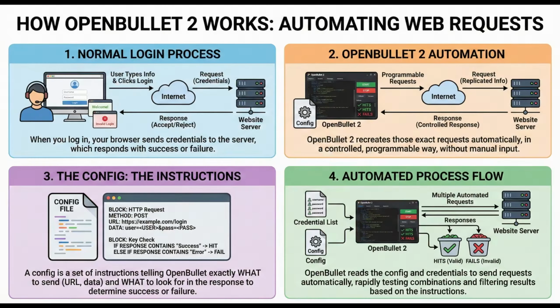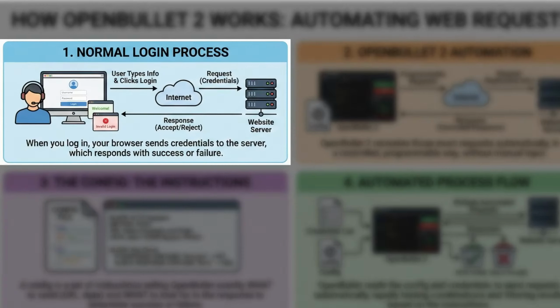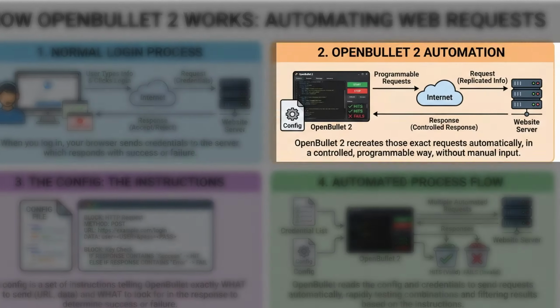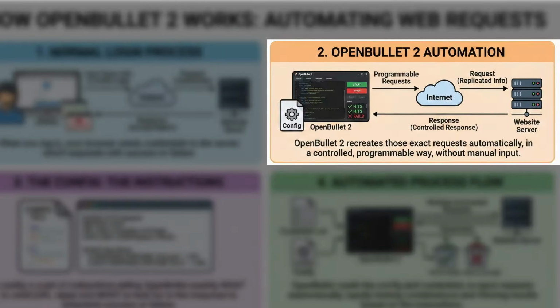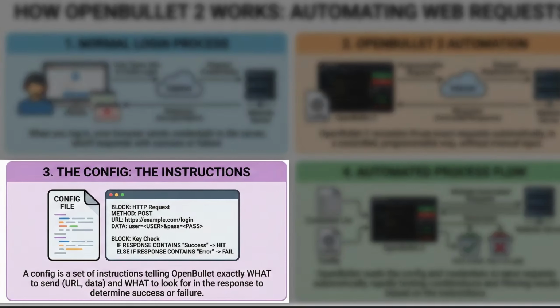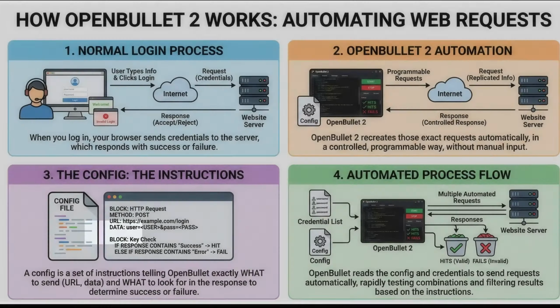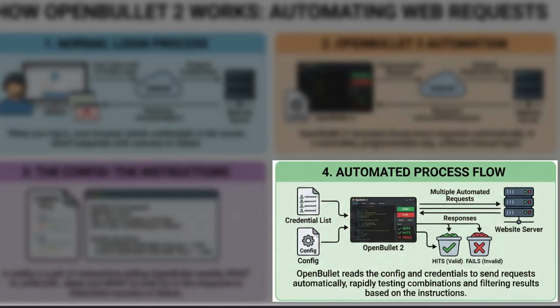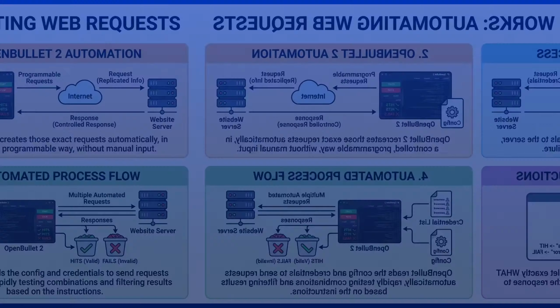Let's begin. So first of all, what is OpenBullet 2? OpenBullet 2 is a tool that allows you to automate web requests. Normally, when you log into a website, your browser sends requests to the server behind the scenes. OpenBullet 2 allows you to recreate those requests automatically. Instead of manually interacting with the website, OpenBullet follows instructions called configs. A config is simply a sequence of blocks that tell OpenBullet 2 what to send, what to look for, and what to do next. Think of OpenBullet like a programmable web browser that you control.